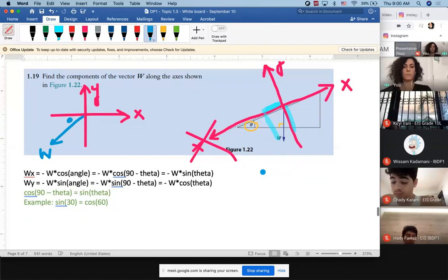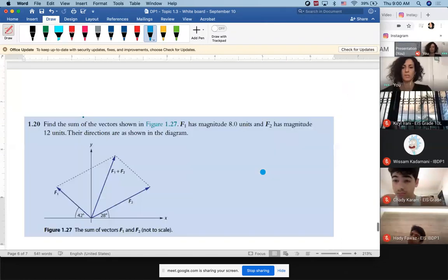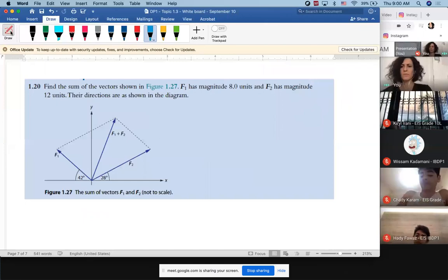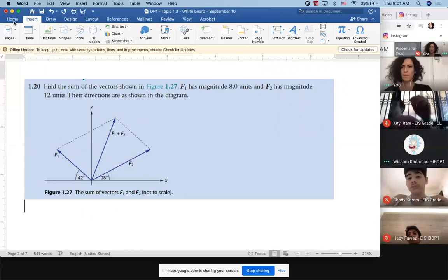Okay, let me see what the question is about. Find the sum of the vectors. So Wissam, can you proceed? Okay, so what do they want?